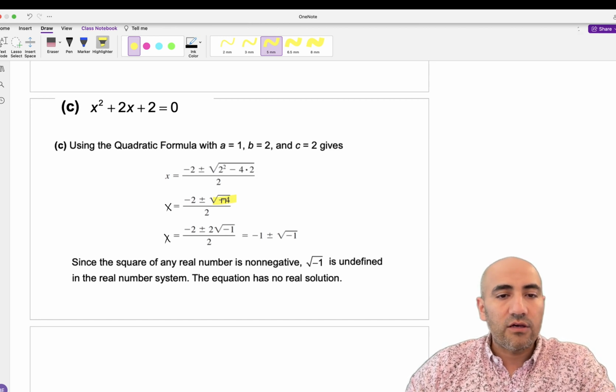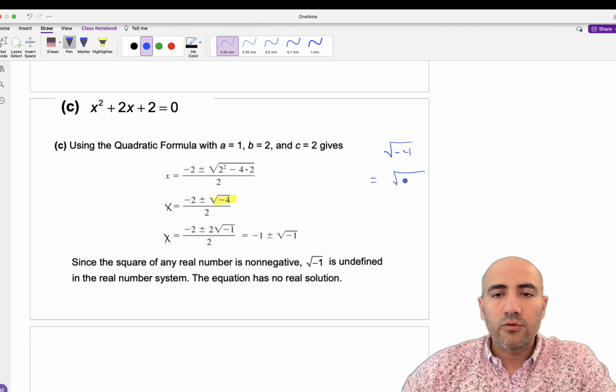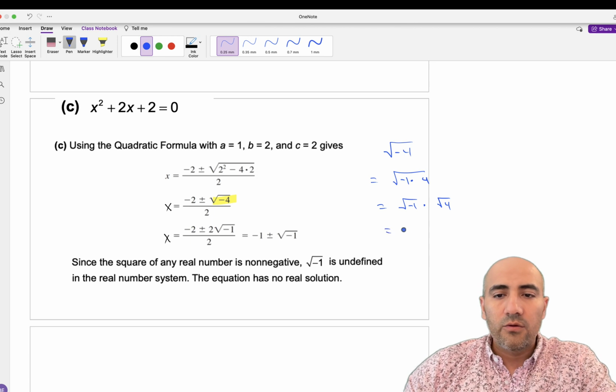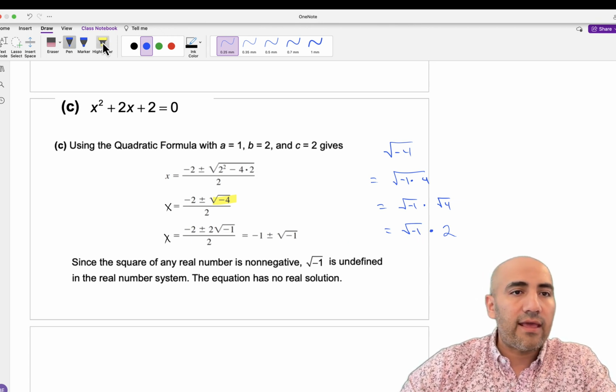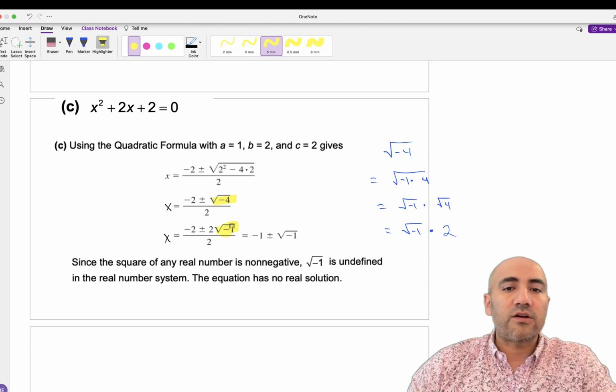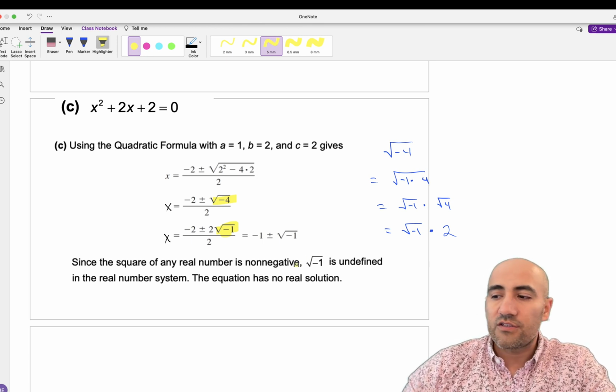So you can factor out the 4. From here, root negative 4 is equal to root negative 1 times positive 4, which is equal to root negative 1 times root 4, which is equal to root negative 1 times 2. And now the root of negative 1 is equal to i, which we'll get to in a little bit. But at any rate, this is where we realize that we have an imaginary solution right in here. This is what we're going to later define to be an imaginary number. But for now, we just stop there and say there are no real number solutions.